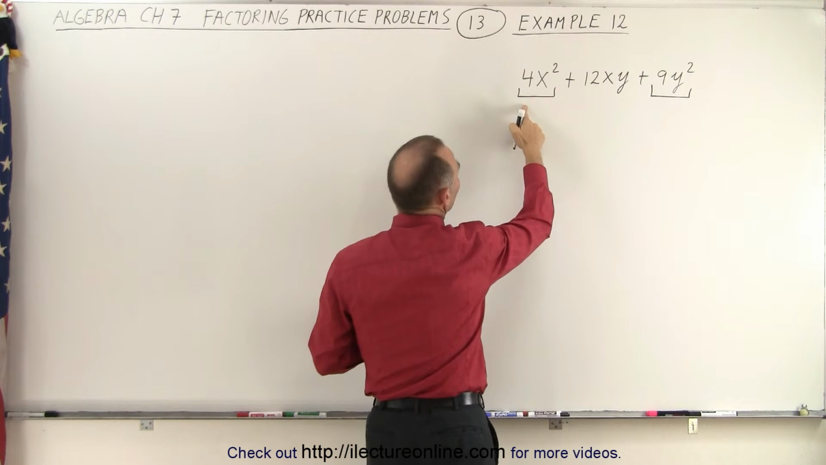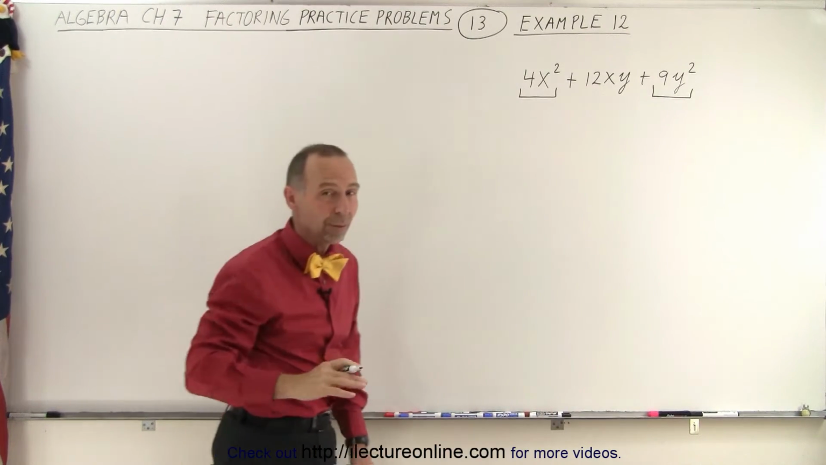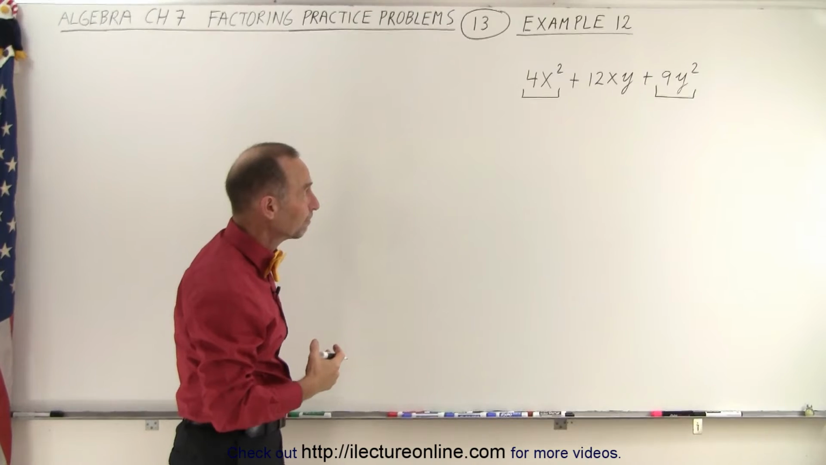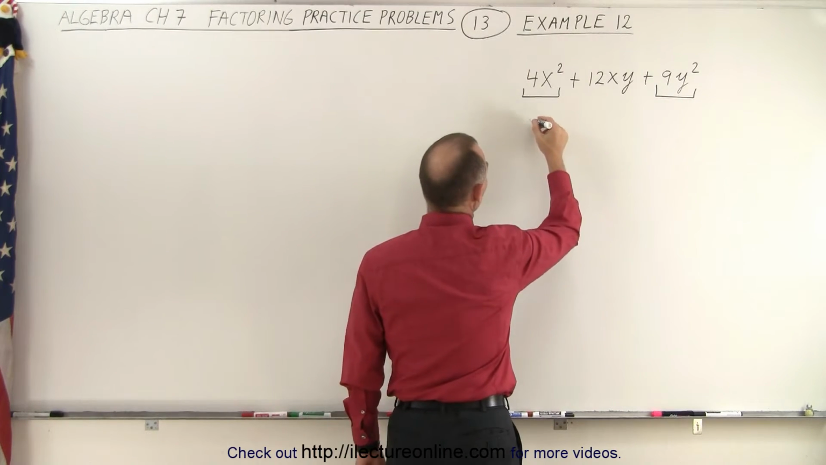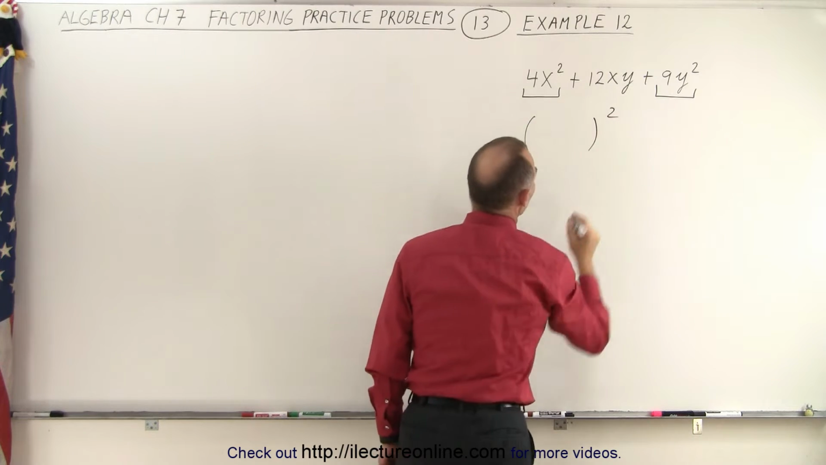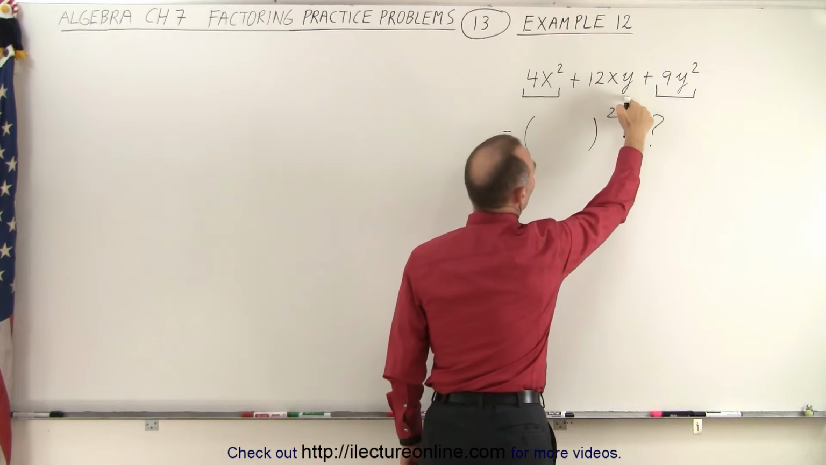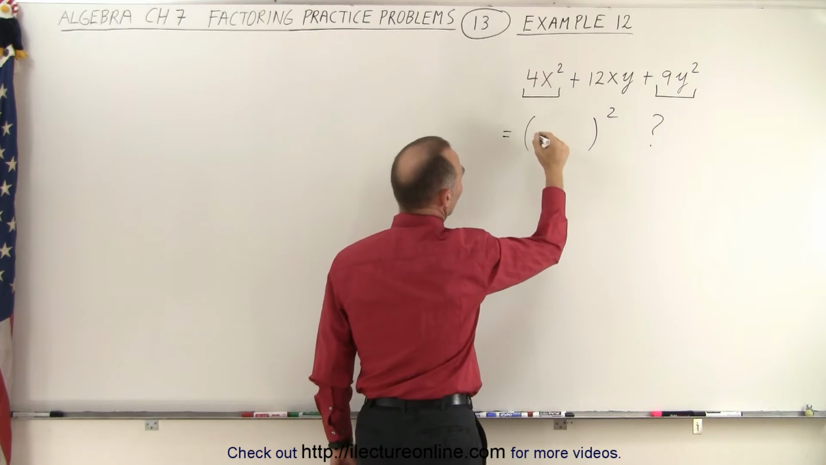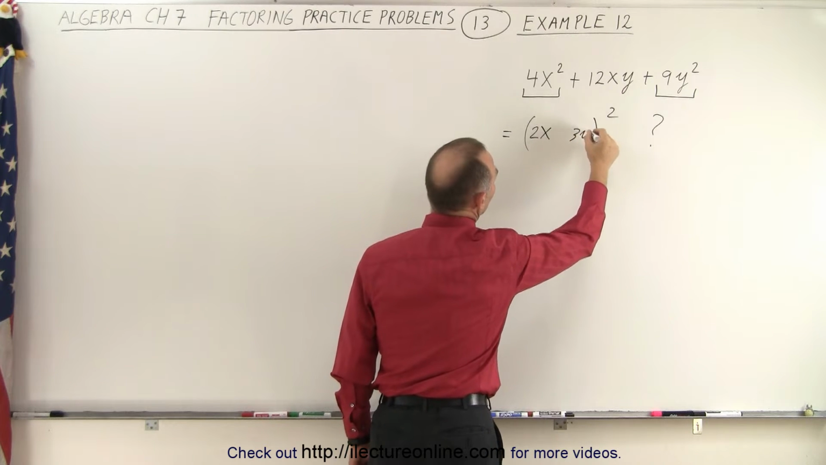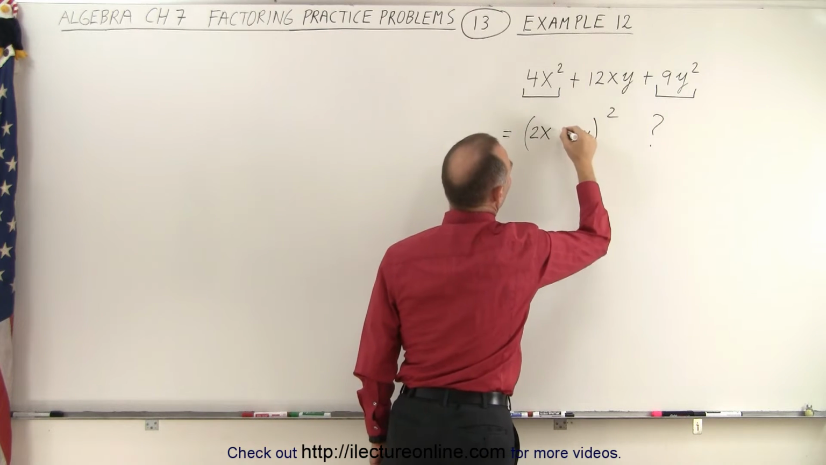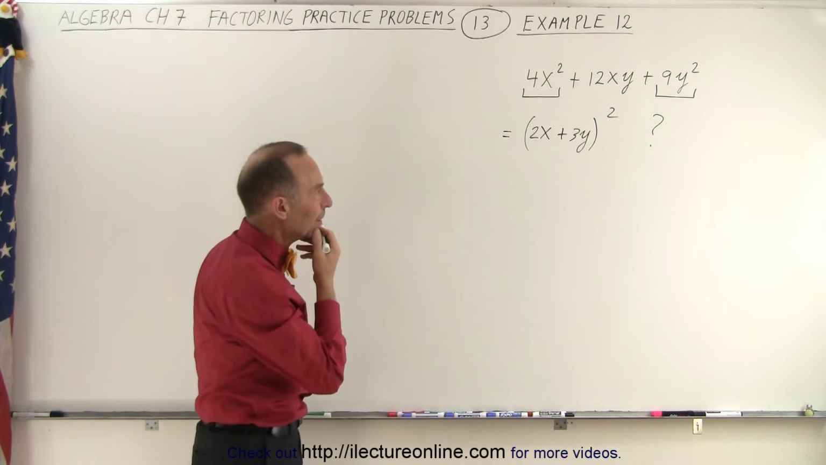Notice that this is the square of 2x and this is the square of 3y. So we may have a perfect square. Let's go ahead and see if that's indeed the case. The way to handle that is to go ahead and do this and wonder, of course, if that is going to be the correct solution, giving you the correct middle term. So if the first term is 2x and the last term is 3y, and since everything here is positive with the plus inside, that may be the factored form of that particular problem.